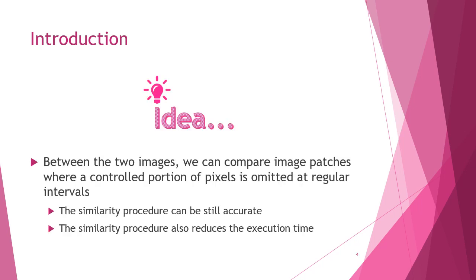So, what is the idea? Between the two images, we can compare image patches where a controlled portion of pixels is omitted at regular intervals. In this way, the similarity procedure can be still accurate, and also it reduces the execution time.